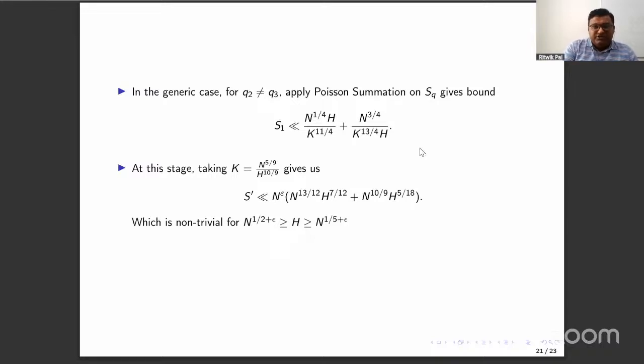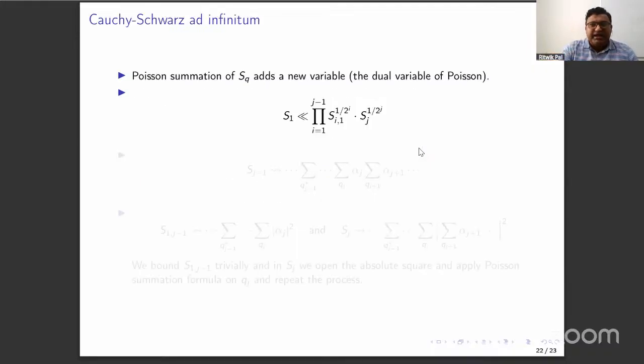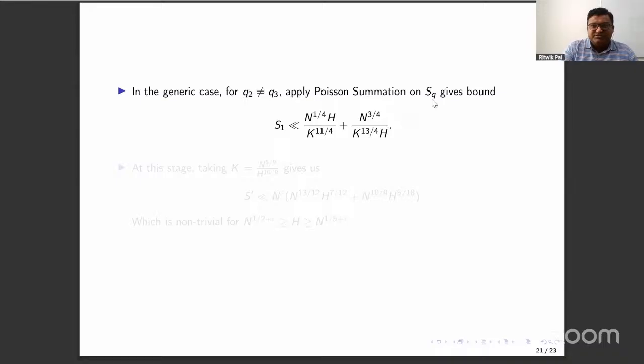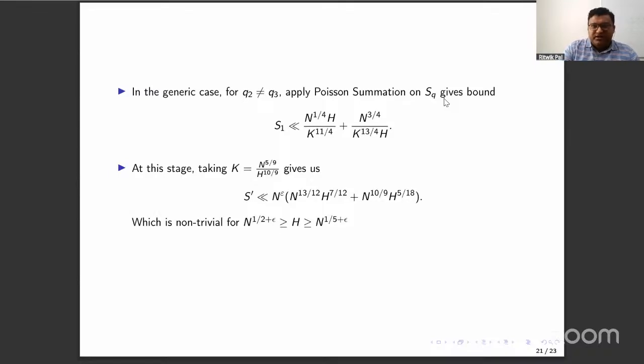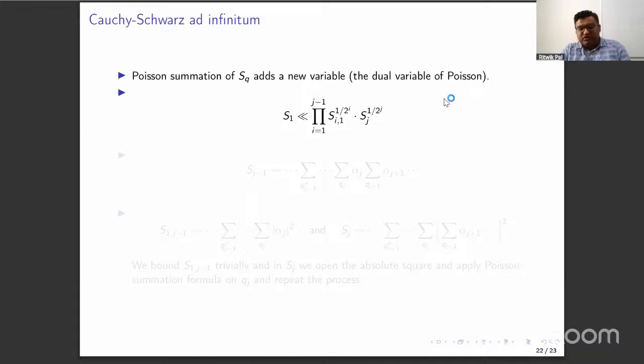However, we did not end it here. Again we apply a trick by Munshi, Agarwal, Liang, and Munshi, and they call that trick Cauchy-Schwarz ad infinitum, and I will also call it that. One can notice that when one applies Poisson summation over the SQ, rather than estimating it trivially, the dual variable of the Poisson gives a new variable.